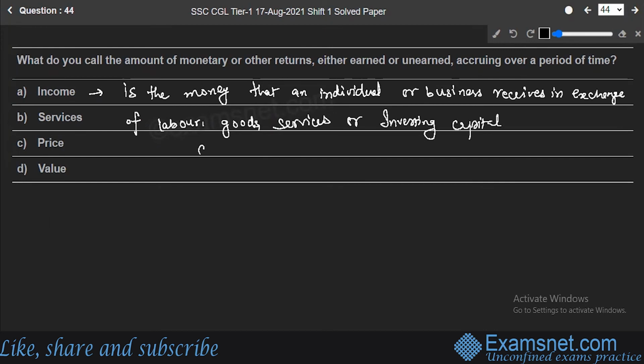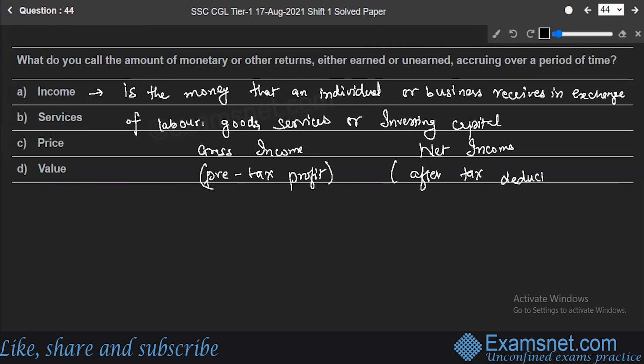Income can be gross income or net income. What do you mean by gross income? It is also known as gross earnings. Like you can say this is a pre-tax profit, right? And net income is the net earnings after tax deductions. All right. Let's see the other options.